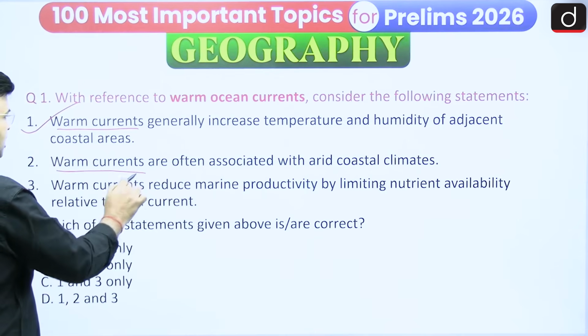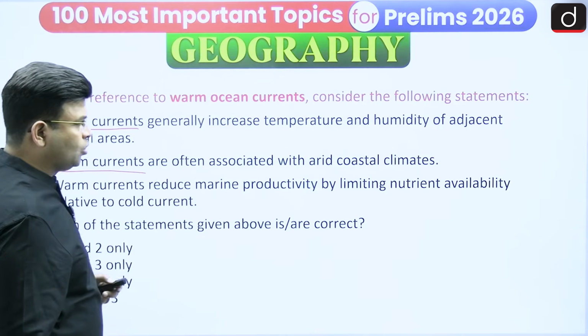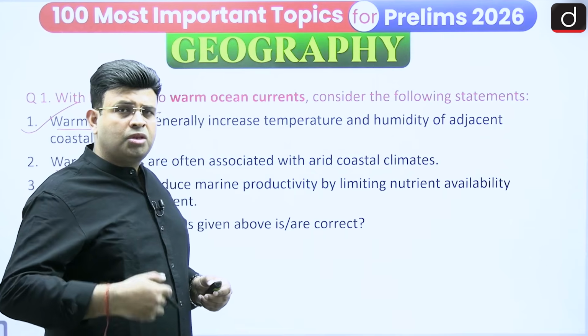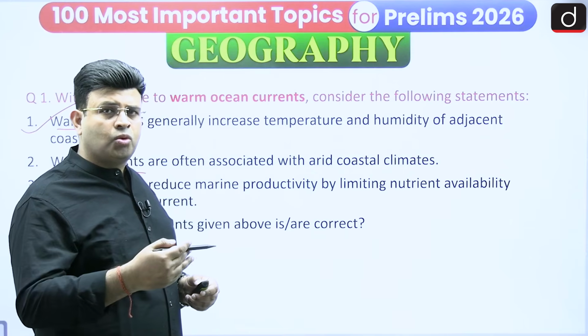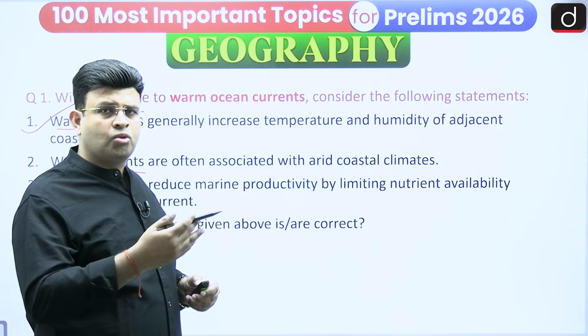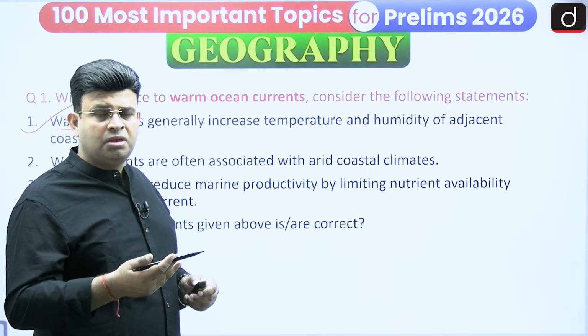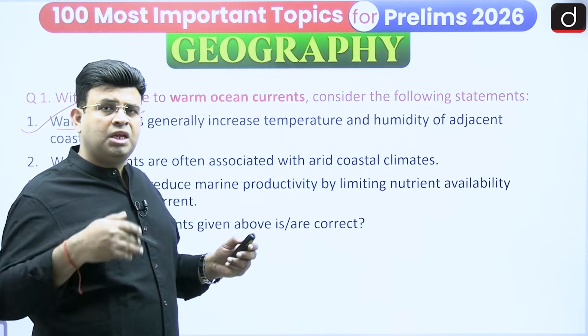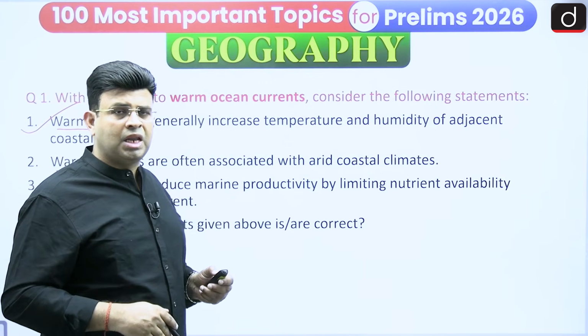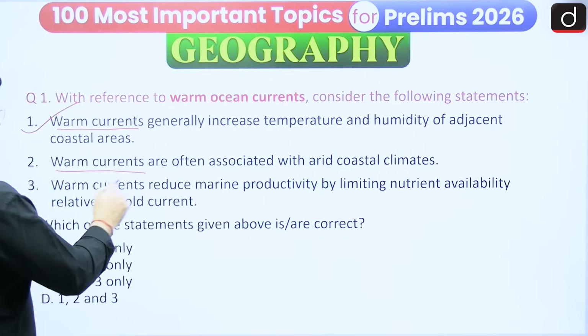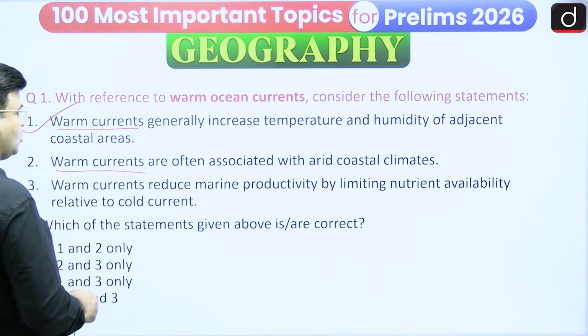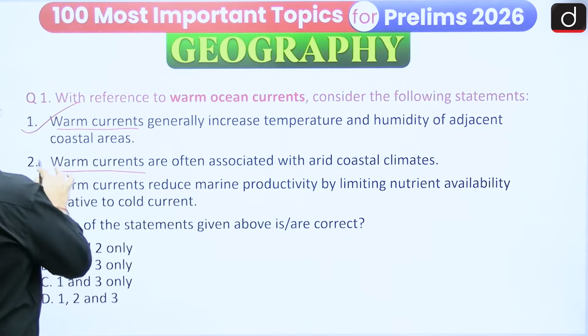Second statement: warm currents are often associated with arid coastal climates. No, because if a warm ocean current is moving along the coastal area, it creates more moisture and the coastal area will have rainfall. If a cold ocean current is flowing, then arid climates can be there. So warm currents being associated with arid coastal climate and desert is a wrong statement.